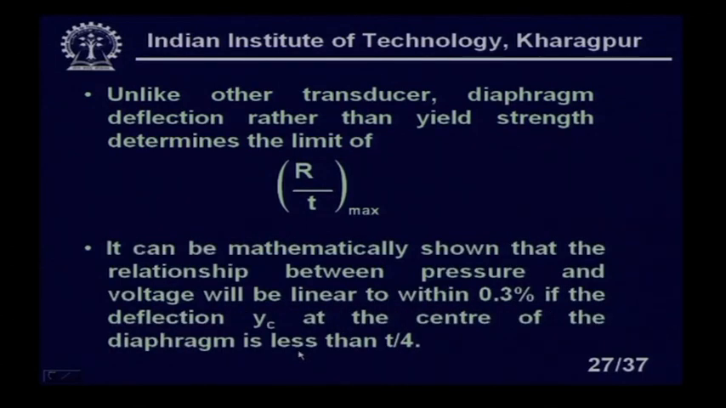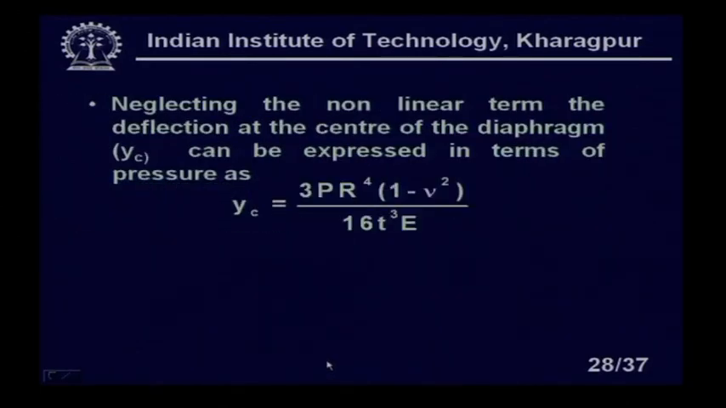It can be mathematically shown that the relationship between the pressure and the voltage will be linear to within 0.3% if the deflection Yc at the center of the diaphragm is less than T by 4. Now, neglecting the nonlinear term, the deflection at the center of the diaphragm Yc can be expressed in terms of the pressure by this relation.